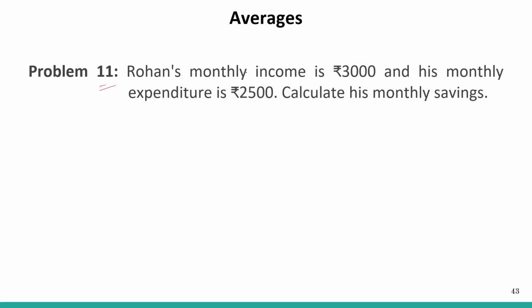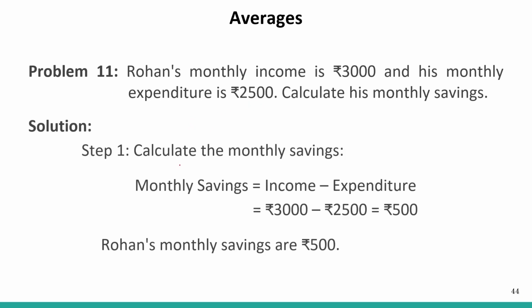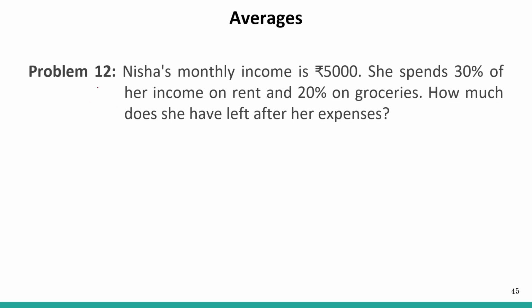So Rohan's monthly income is 3000 and monthly expenditure is 2500. Let's see the step-by-step solution. Calculate the monthly savings. Monthly savings is equal to income minus expenditure. So it is 3000 minus 2500, which is equal to 500. So Rohan's monthly savings are 500. Okay. So problem number 12.